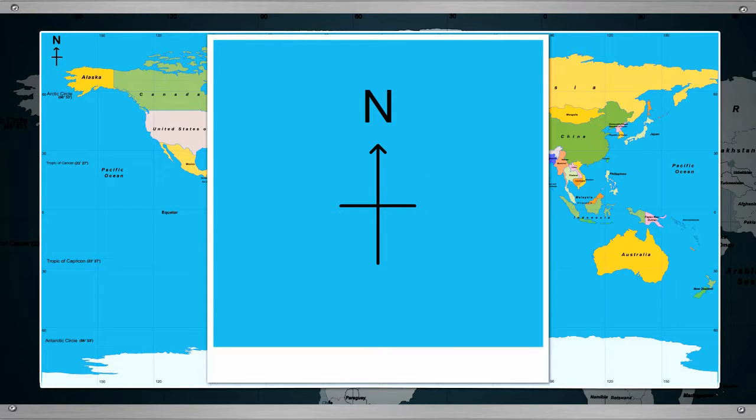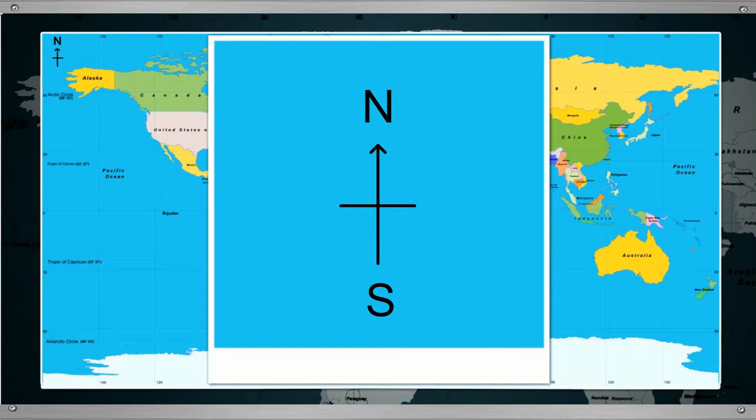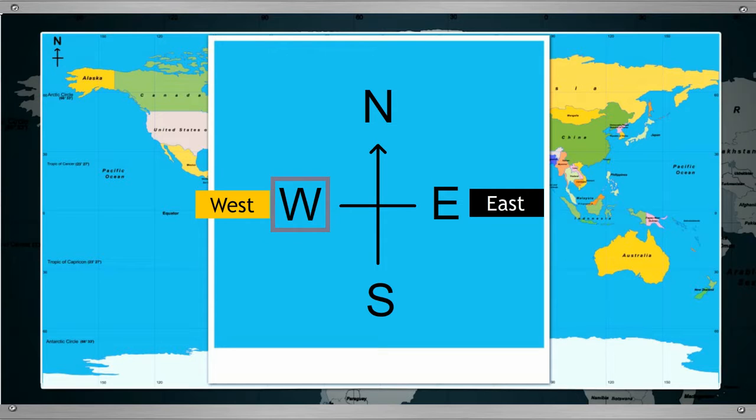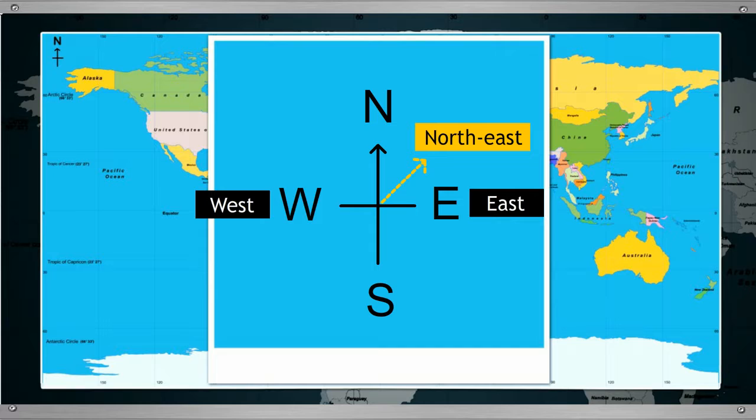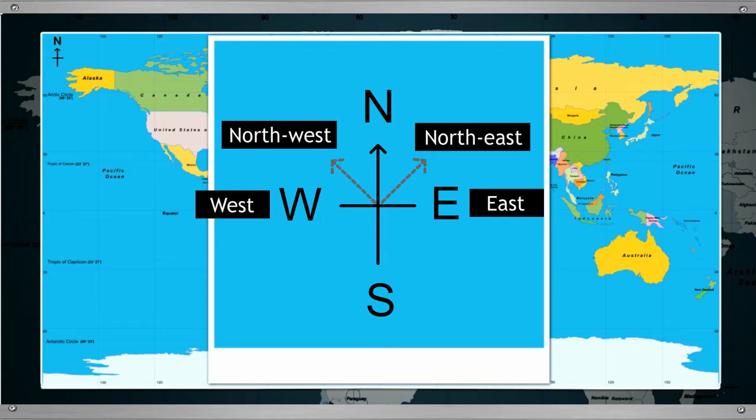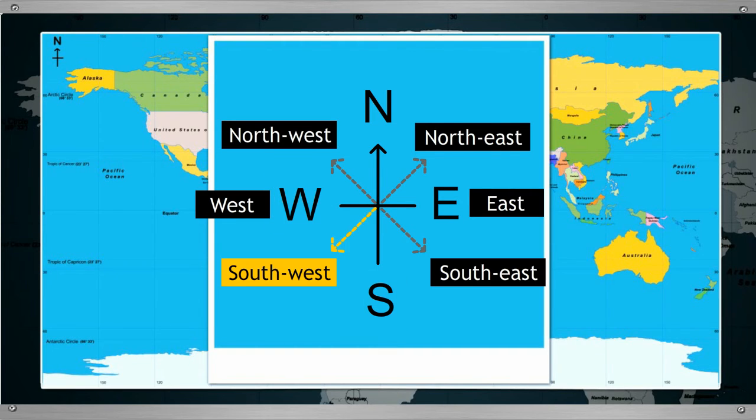Well, the direction that is exactly opposite to north is south. Next, the direction that is to the right of north is east, and to the left of the north is west. The direction that is between the north and the east is northeast. Likewise, the direction between north and west is northwest. That between the south and east is southeast, and that between the south and west is southwest.